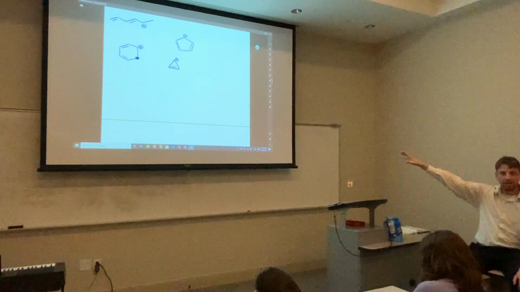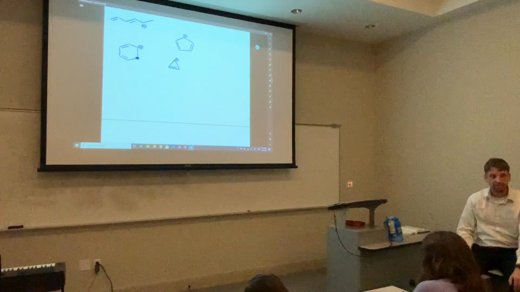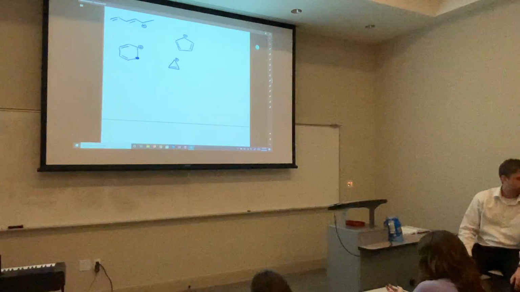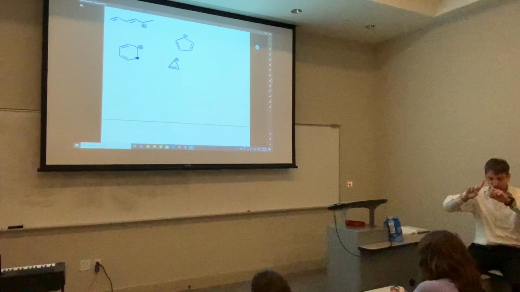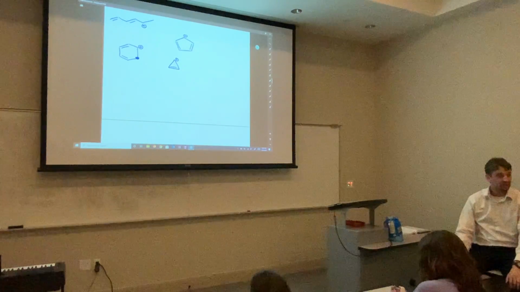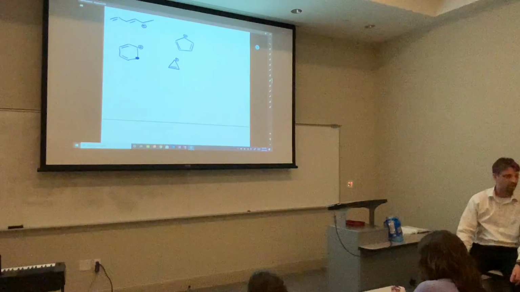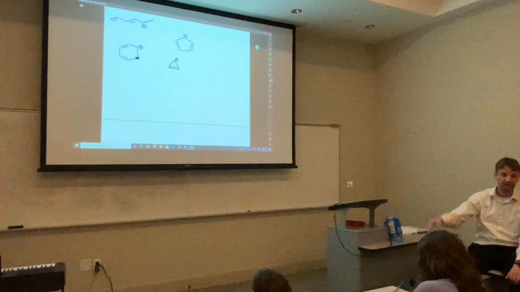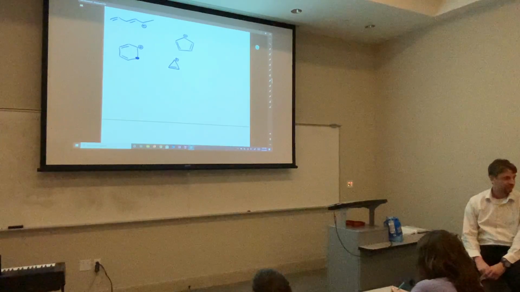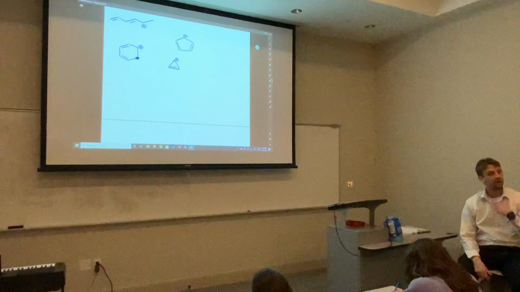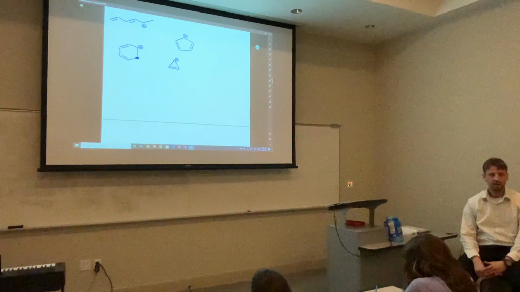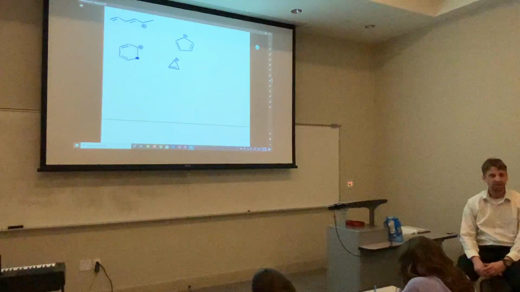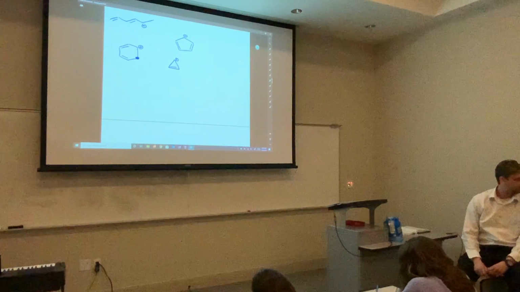But what are the angles inside this ring here? 60. We're forcing 120 all the way down to 60. There's a whole lot of ring strain in there. But despite all that, this is actually surprisingly stable, because we have this magic that happens with the aromatic systems.